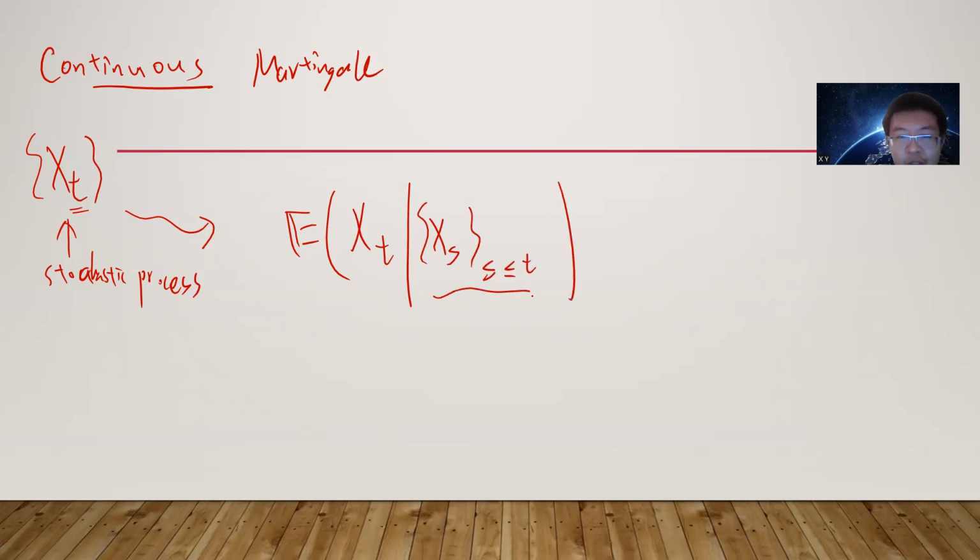So basically you know all the previous times, let's say the stock price or whatever. This will give you the same as X_s, for all s less than or equal to t.